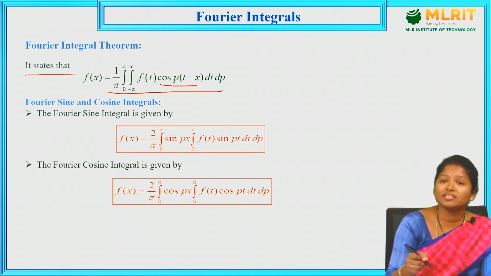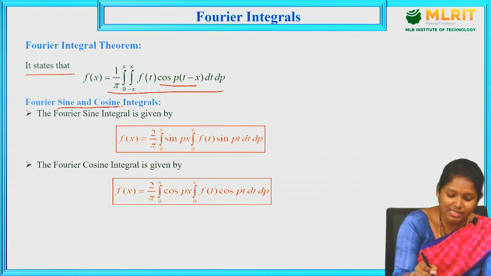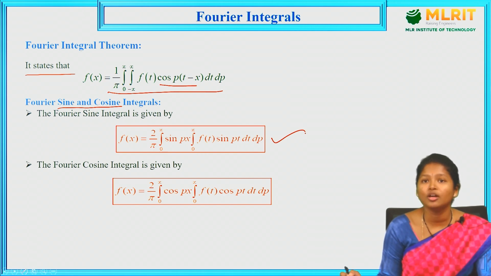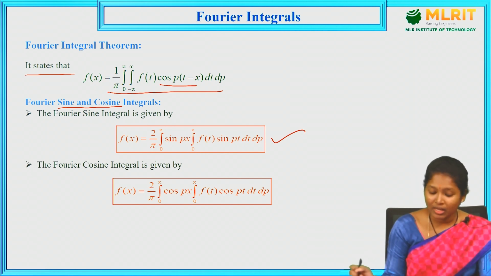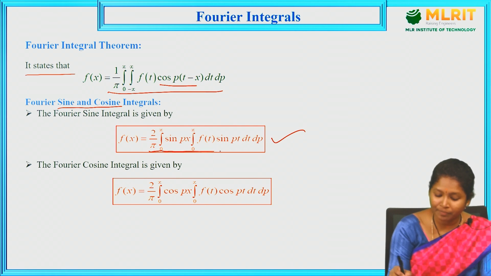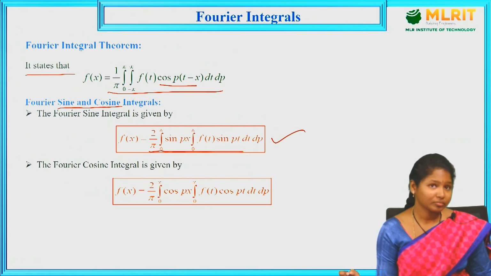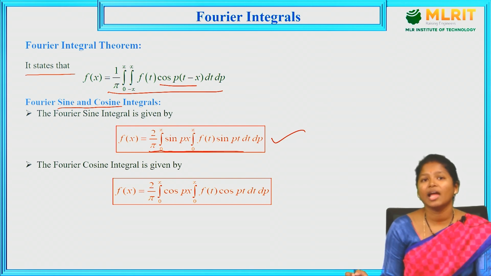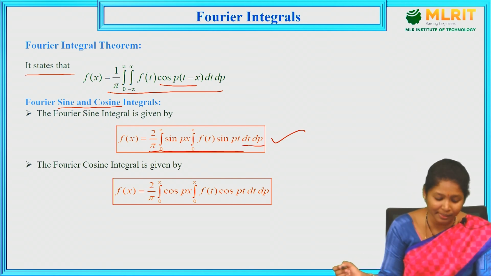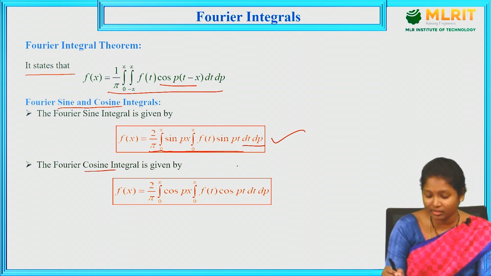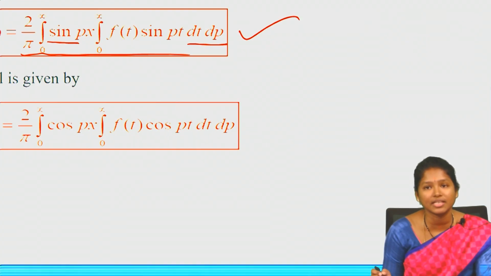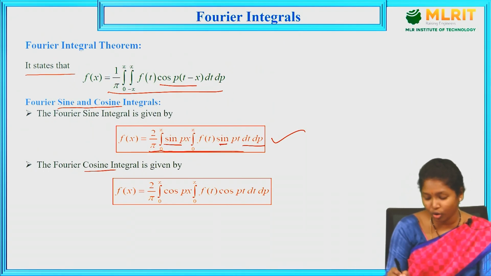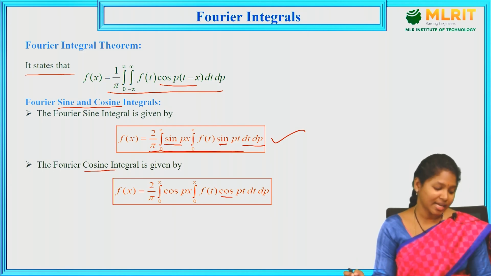Okay, next based on this statement we will write the sine and cosine integrals. First we will see the Fourier sine integral. The Fourier sine integral is given by f of x equals 2 by pi integral 0 to infinity sine px integral 0 to infinity f of t sine pt dt dp. For the Fourier cosine integral, in this formula we put cosine in the place of sine, and here also in the place of sine we put cos. We will get the Fourier cosine integral.